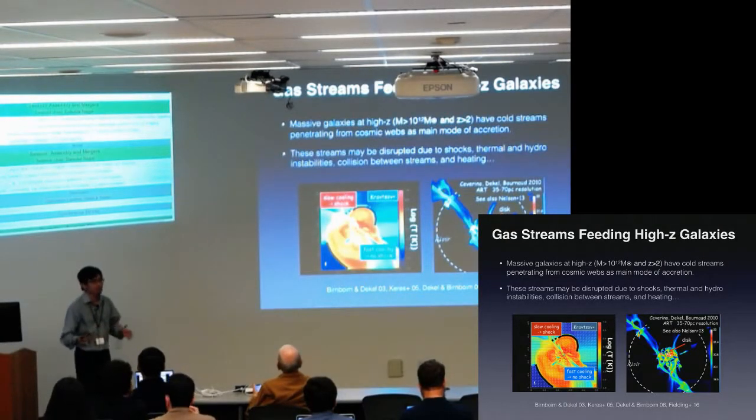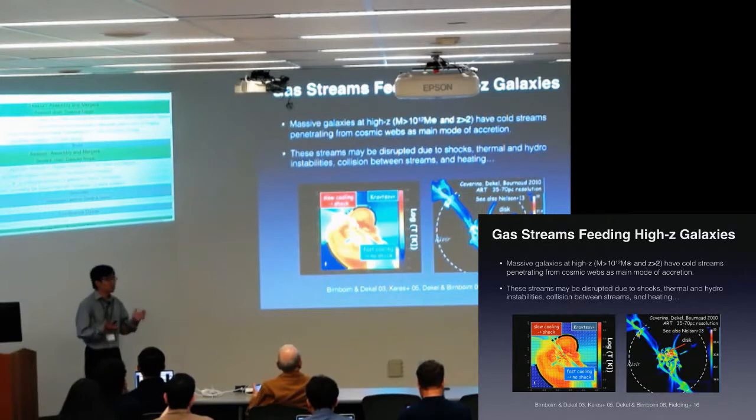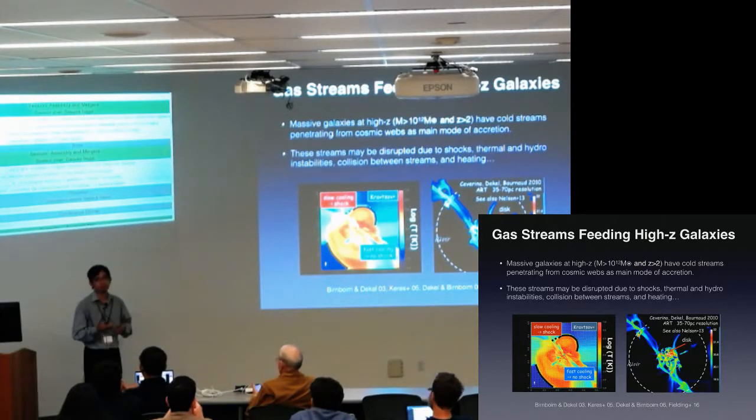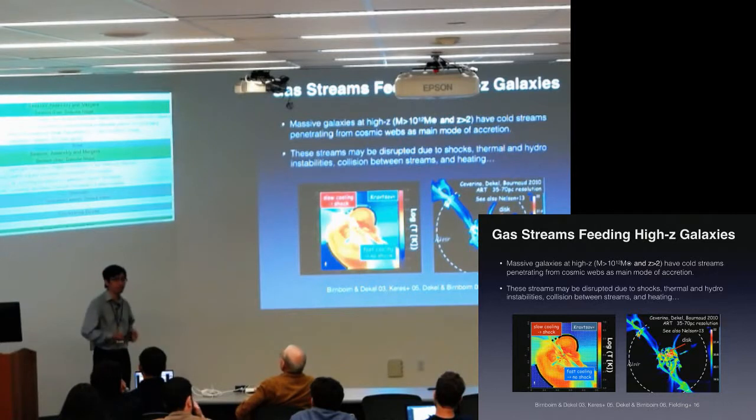To introduce a little bit about cold streams: massive galaxies at high redshift, with galaxy mass larger than 10^12 solar masses at redshift of more than 2, have cold streams penetrating from the cosmic web and feeding into the halo, serving as the main mode of accretion. So the question is, how far can these gas streams penetrate into the halo?